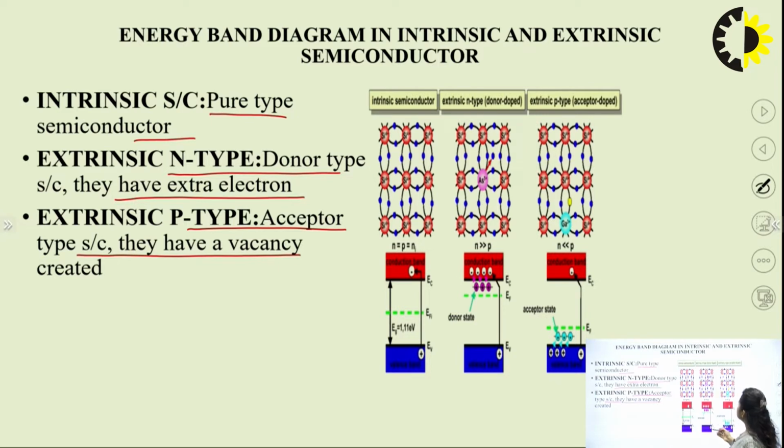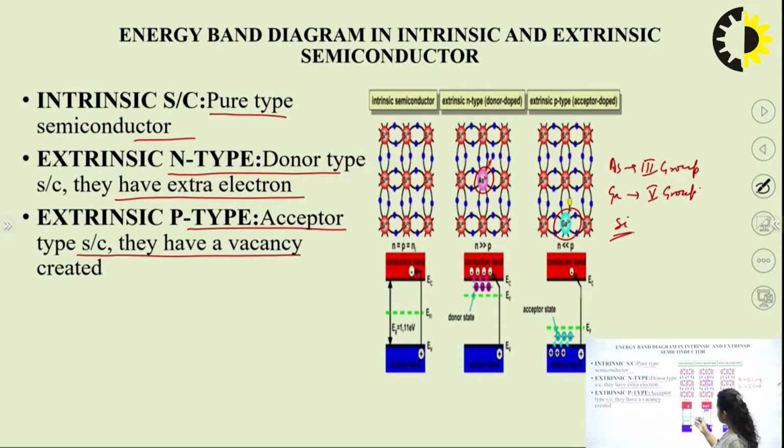So you can see from the diagram, in the extrinsic n-type semiconductor we have arsenic type of impurities, which is basically a fifth group element added to the intrinsic semiconductor. Similarly, in the extrinsic p-type semiconductor we have gallium type of impurities. Arsenic is the third group element and gallium is the fifth group element. So we have added the third group and the fifth group element into the silicon lattice structure.